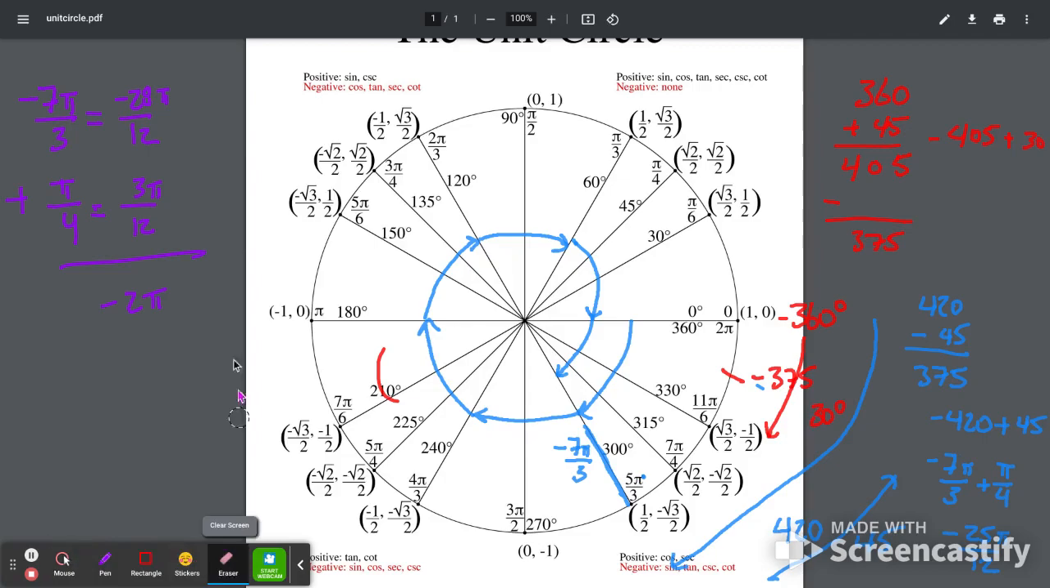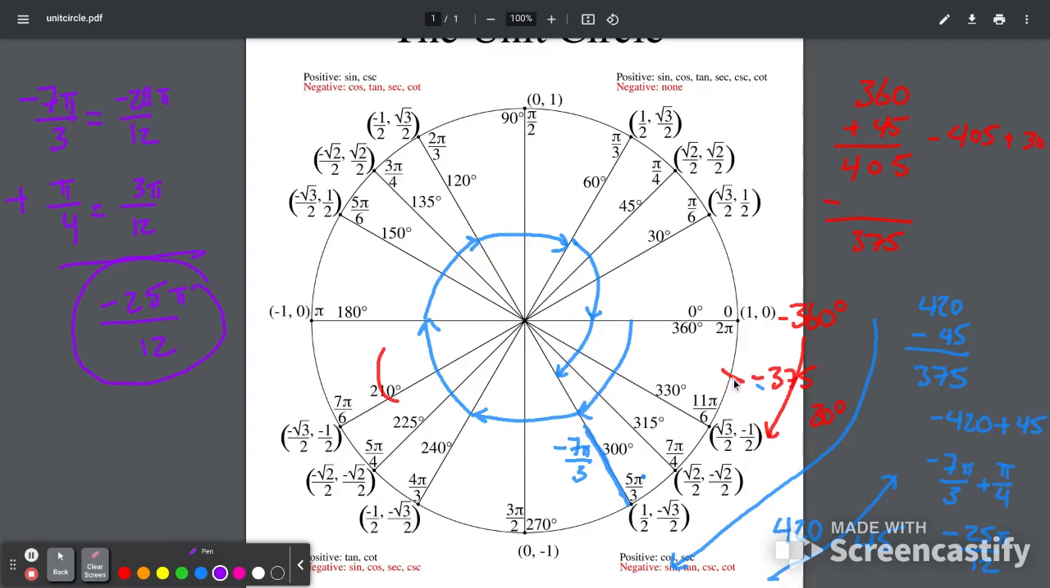Sorry about that. I'm getting in a little bit of a hurry. It's a little bit late, trying to get this done. I'm a little behind. Negative 25 pi over 12, which is what I was telling you that we would get. So there are lots of different ways you could do this.